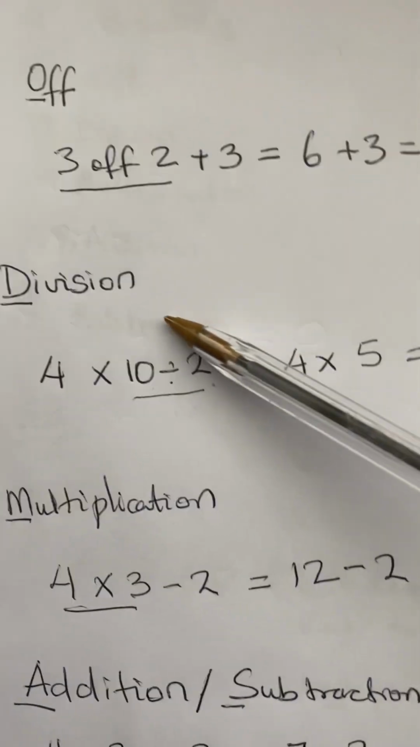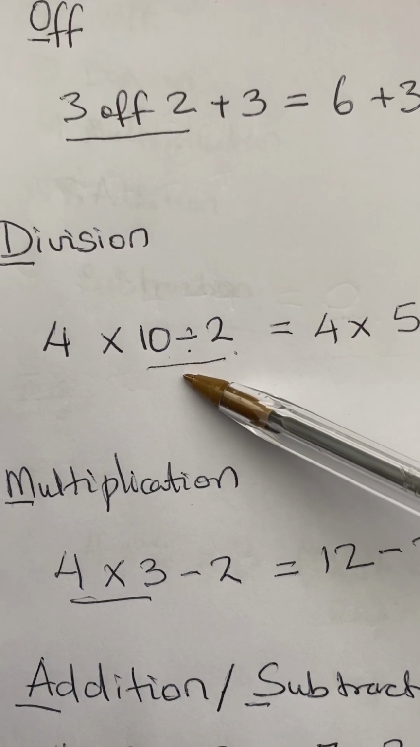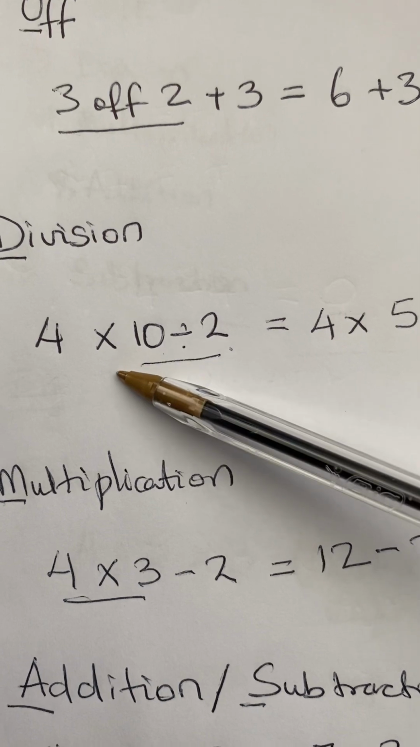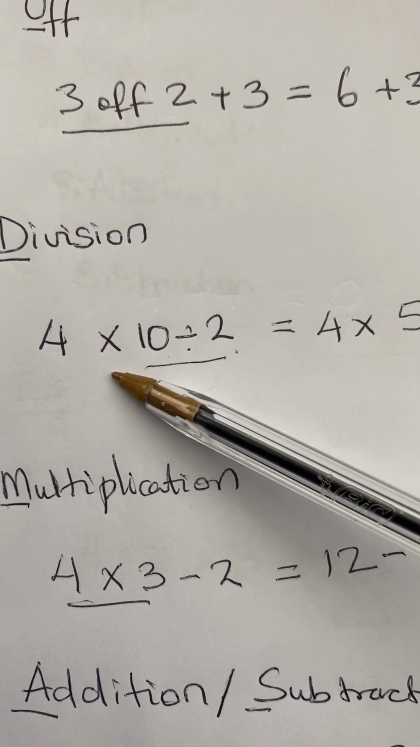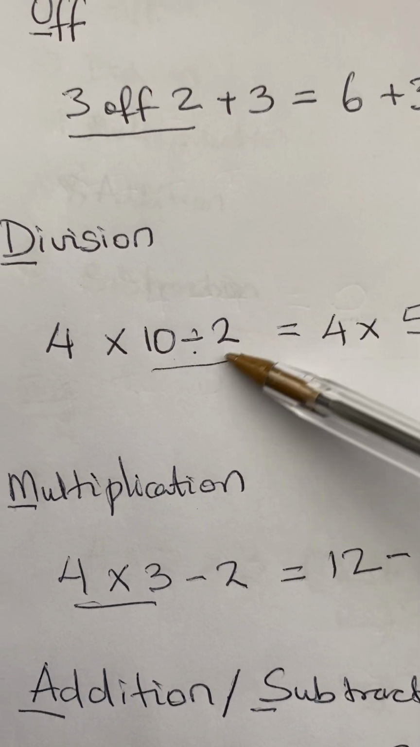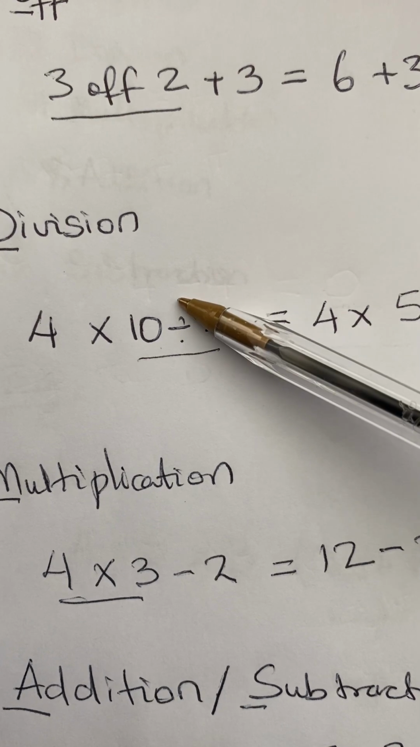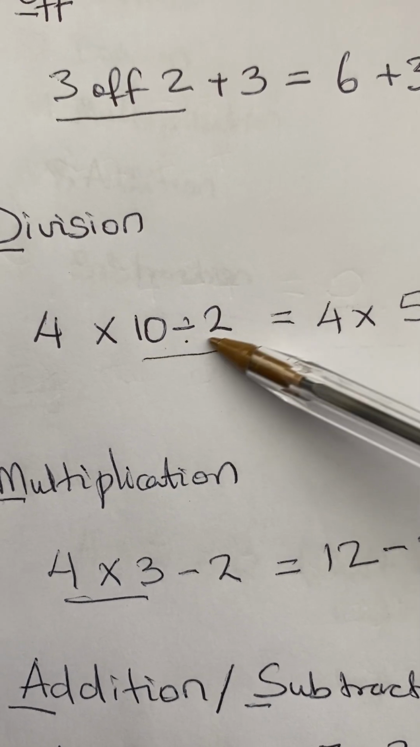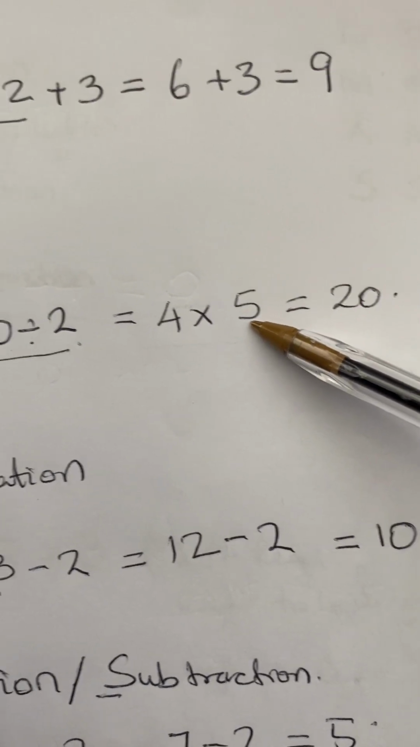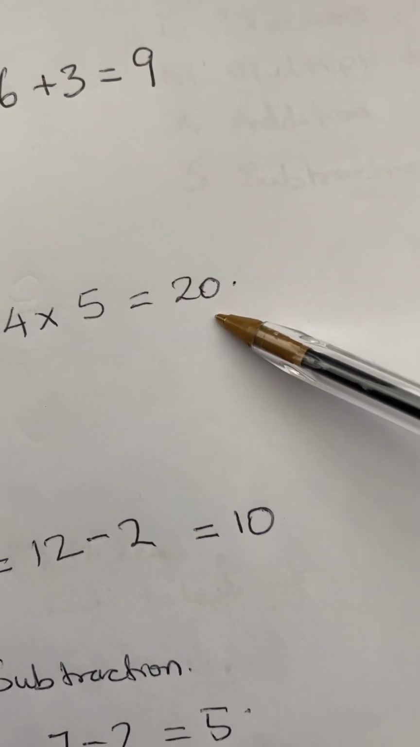The next one is division. So if you have a look at this equation, you have 4 times 10 divided by 2. Then you need to do the division part first, which is 10 divided by 2, and it will give you 5. Then you times by 4, which is 20.